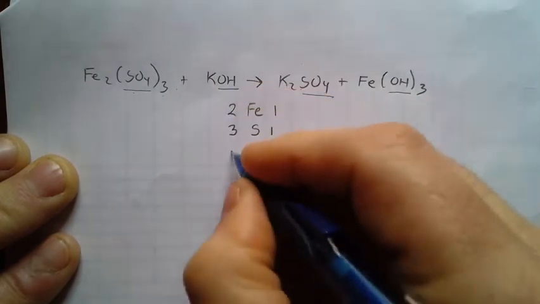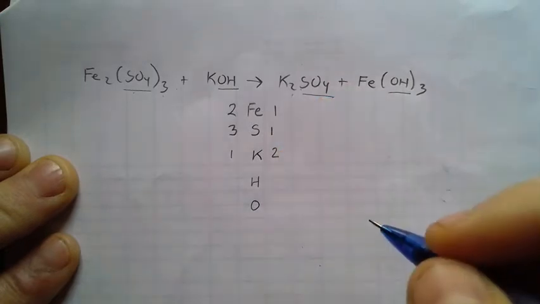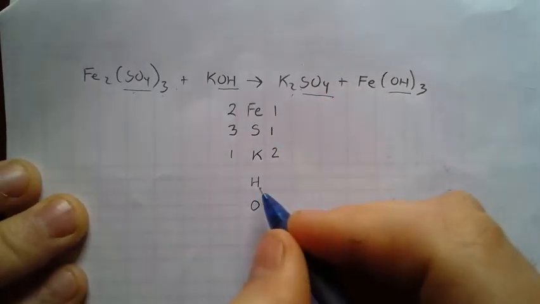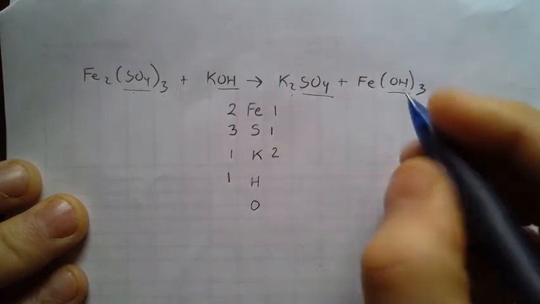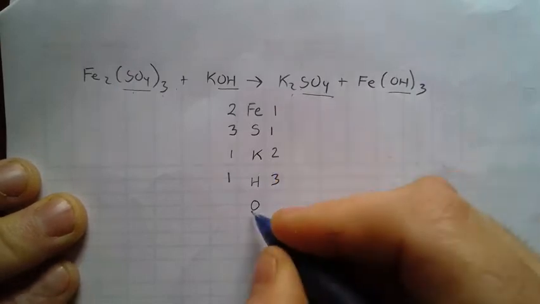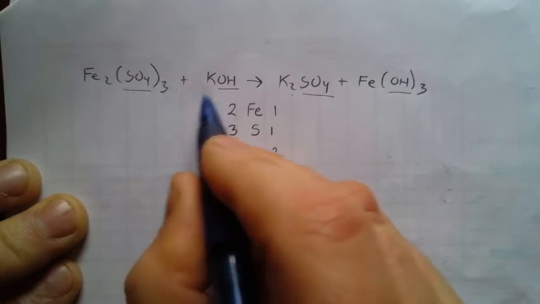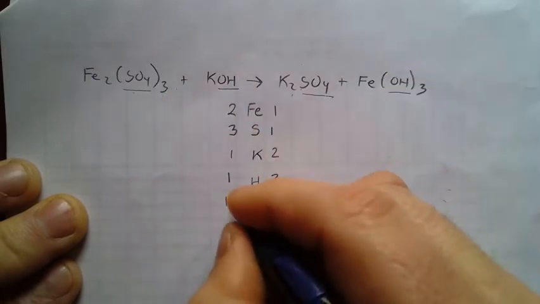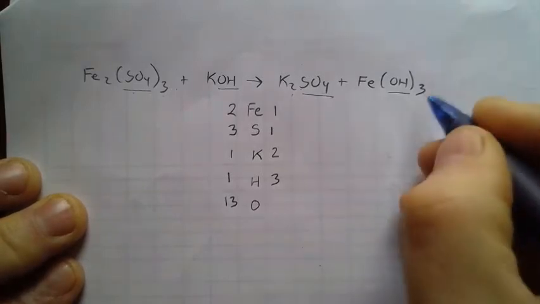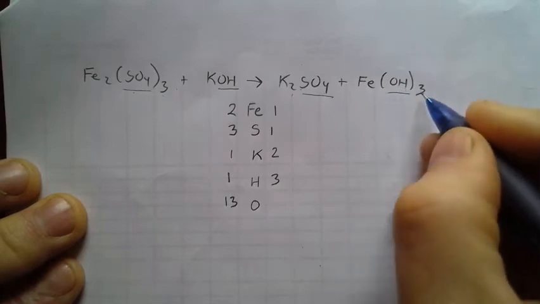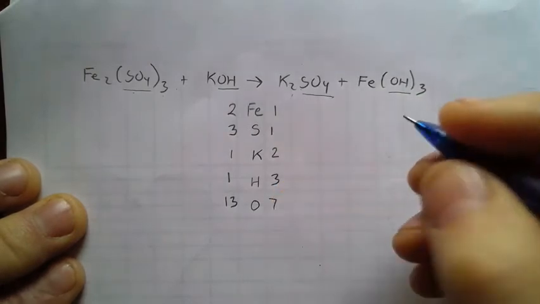Potassiums, we have 1 potassium on the left. On the right, we have 2 potassiums because of that subscript. Hydrogens on the left, we have only 1. On the right, that 3 distributes in, and we have 3. Oxygens, we have 3 times 4 is 12, plus 1 over here, so we have 13 oxygens on the left. On the right, we have 3 oxygens here plus 4 oxygens here, which means that we have 7.